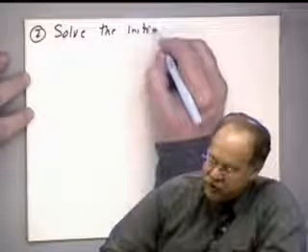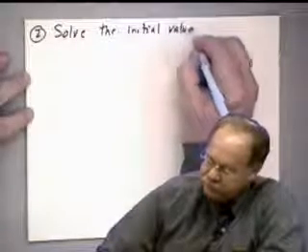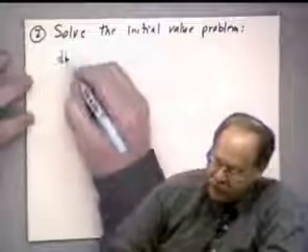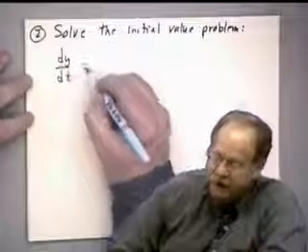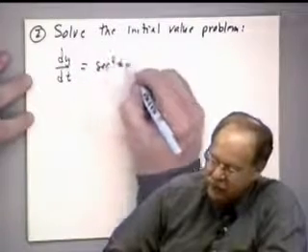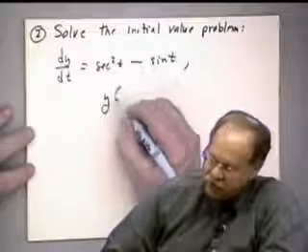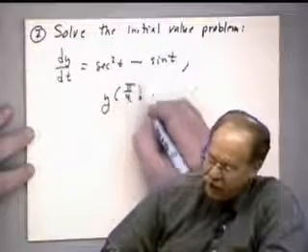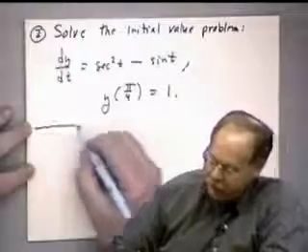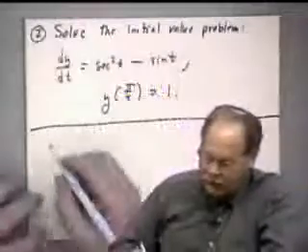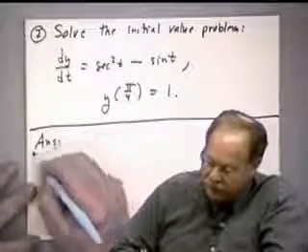Solve the following initial value problem. You are given the information that dy/dt is equal to secant squared t minus sine t, and you're given the information that y at pi over 4 is equal to 1. See if you can solve that one. Here we go, an initial value problem.